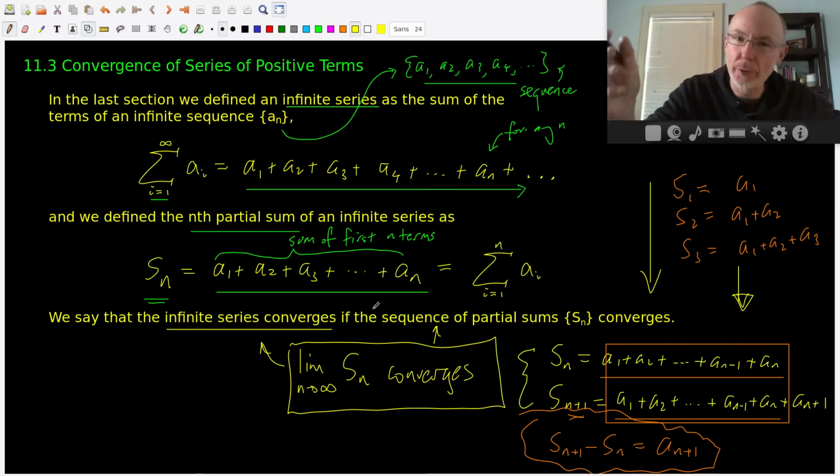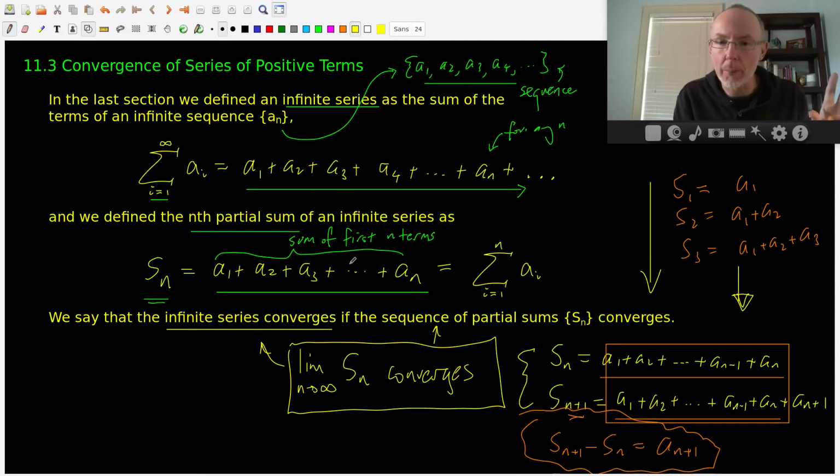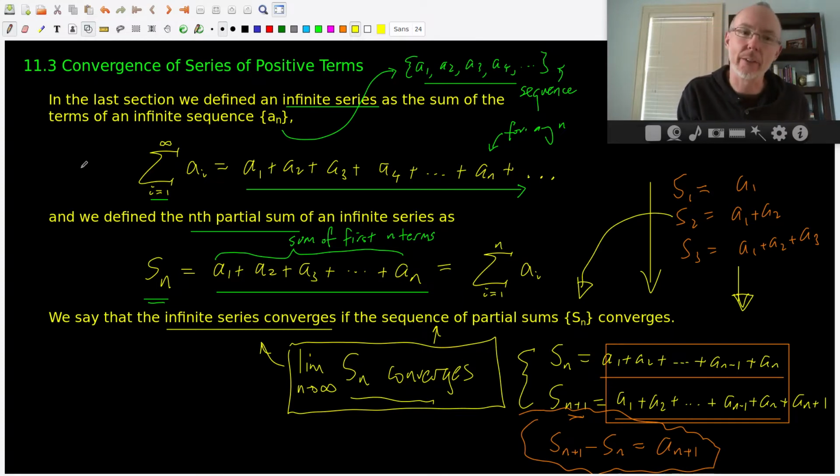We've got the original terms, they make a sequence, that's a list of numbers at the top. We then add them together, and if we only add some of them together, we get the nth partial sum. And if we add the first one, then the first two, and then the first three, then I've built a new sequence, and that new sequence is the sequence of partial sums. And the limit of that sequence tells us about the convergence of the series that we were thinking about.